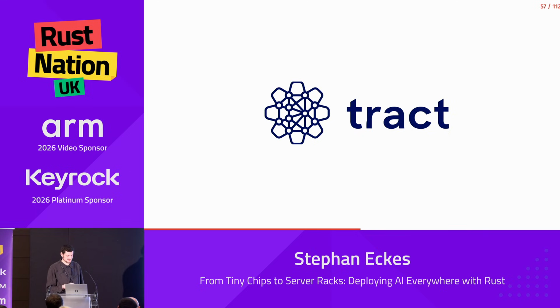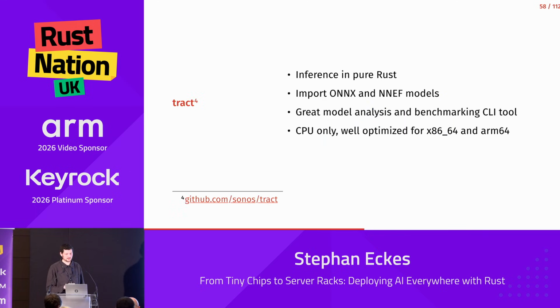They formerly did Tract. And this is also inference in pure Rust. You can import ONNX models, and most of them, so it just worked for all the models I tried. You have a great CLI tool to analyze the models and benchmark them, which is awesome because you don't know yet if the engine supports your model. So having a CLI tool where you can just do tract my model and then see if it runs and how fast is amazing. It helped a lot, but it's CPU only.